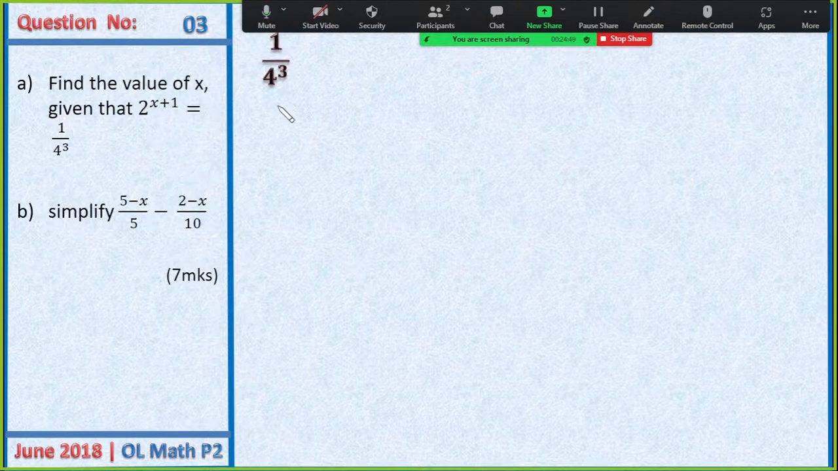On the right hand side we have 1 over 4 to the power 3. This can be written as 1 over 2 to the power 2 further raised to the power 3, because 4 is 2 to the power 2, right? So we further raise that to the power 3, and finally we have 1 over 2 to the power 6, which is the same as 2 to the power minus 6. This step is clear, right?